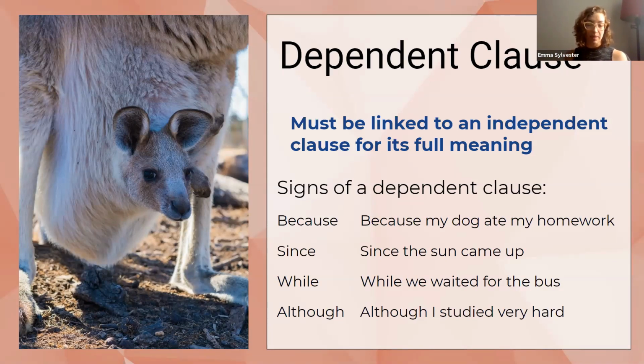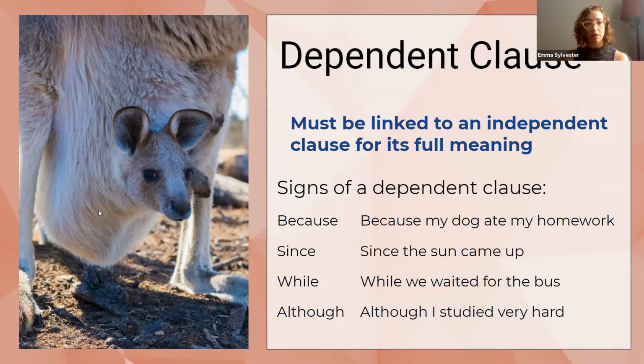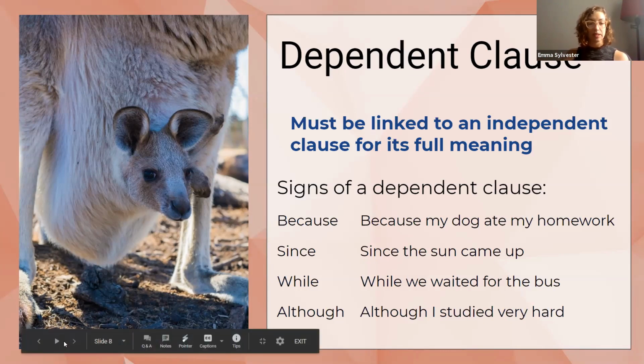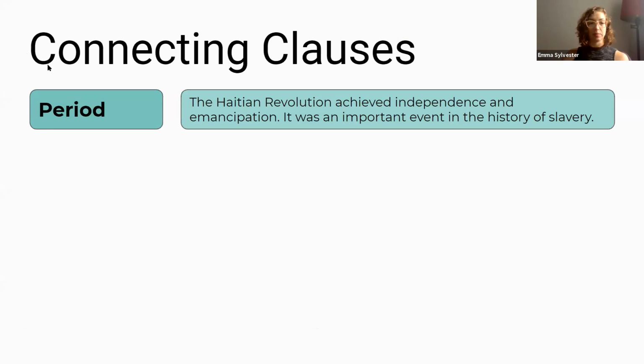Or since the sun came up, maybe I've been tired since the sun came up. You know, there's clearly a missing idea, and we can get that because of these transition words. And these clauses here are not complete sentences. If we saw them in a paper, we'd need to do some work to link them to other ideas or to complete them to make full sentences that are grammatically correct. And so there are ways to connect clauses, to connect independent and dependent clauses to ensure that we're speaking in complete sentences.